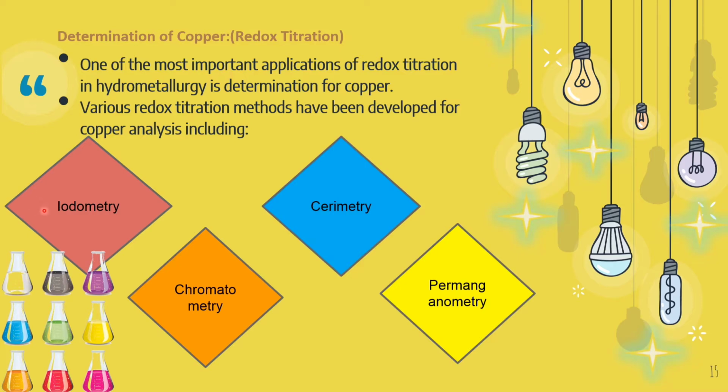The first one is iodometry, in which we are going to use the iodide ion, which is transformed into iodine. Next one is chromatometry. Then is cerimetry. Cerimetry is actually the involvement of the ceric ions. And the last one is permanganometry. That means we are going to use potassium permanganate in them.